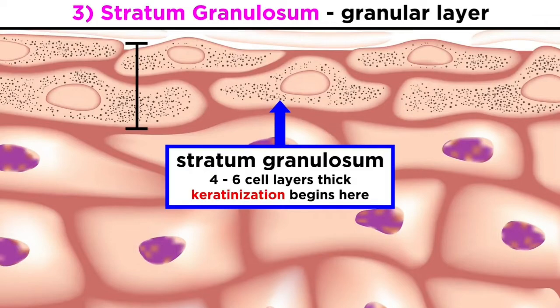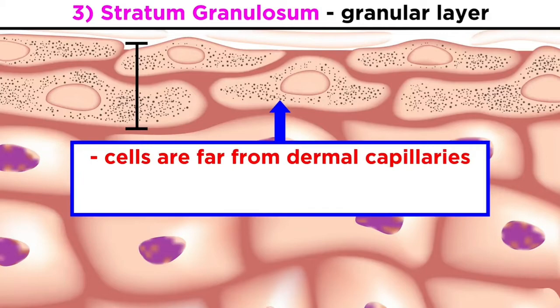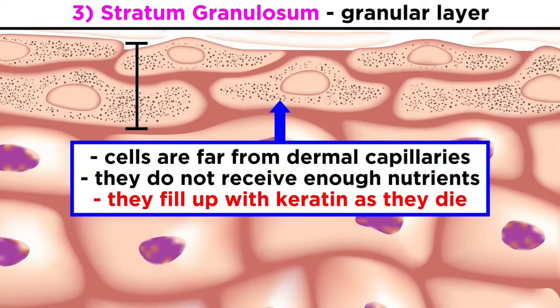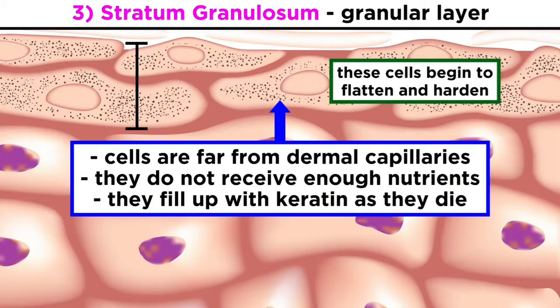This is 4 to 6 cell layers thick, and in this section, keratinization begins as cells continue to move their way upwards from the basal layer. This is when the cells get far enough from the dermal capillaries below that they no longer receive sufficient nutrients, so the cells fill up with keratin as they die, and they flatten while the organelles disintegrate. This makes the cell tougher and scalier, which allows for the outer layers to better protect the body.